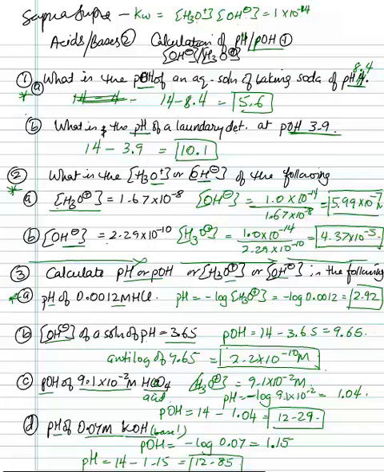One thing to keep in mind is the pH scale and pOH scale are going in opposite directions. On pH, low pH is a strong acid, high pH is a strong base. The pOH scale is the other way around, so a low pOH is a strong base, high pOH is a strong acid. They're opposite.